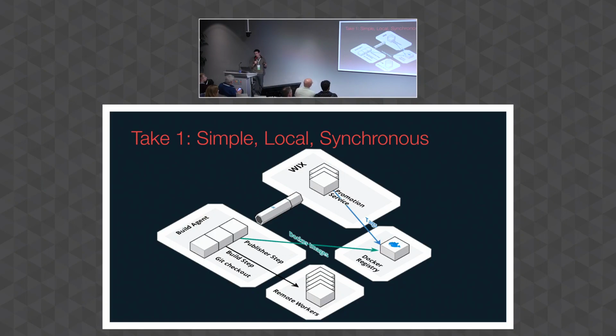The publisher step, after it publishes all the Docker images, sends metadata, such as artifact ID, the commit time, and that's pretty much it, to a promotion service. And then the promotion service decides whether to increment the version or not to increment it.